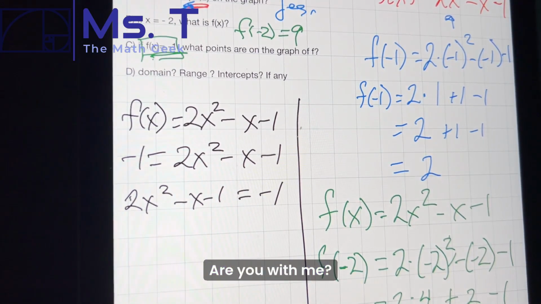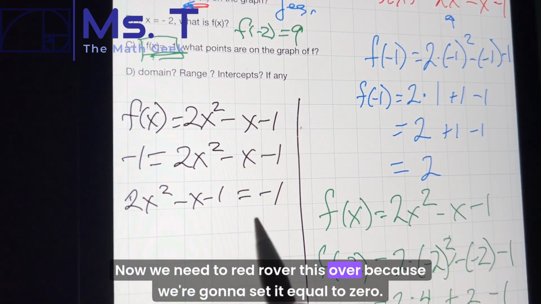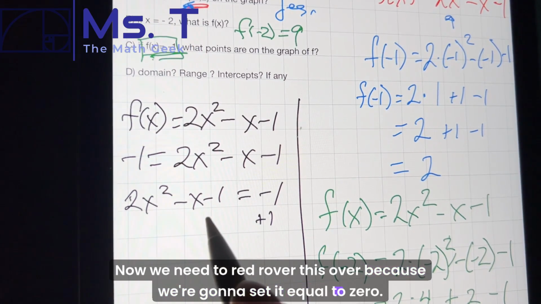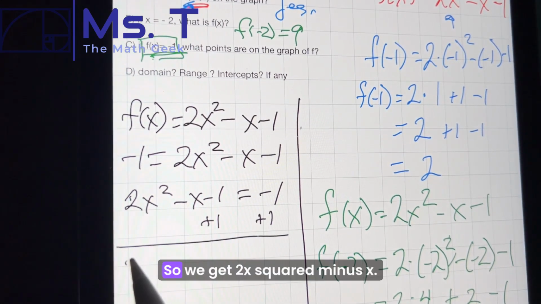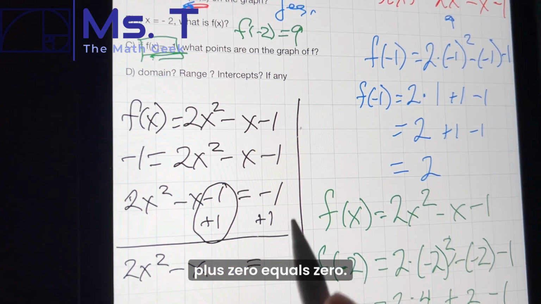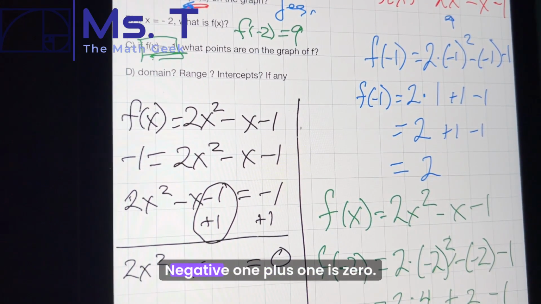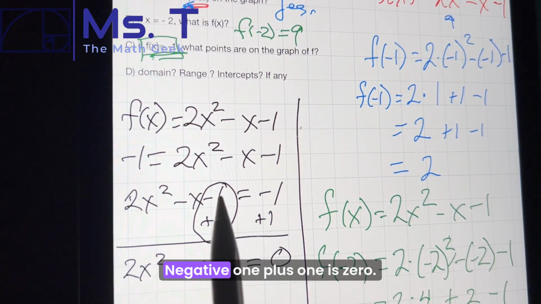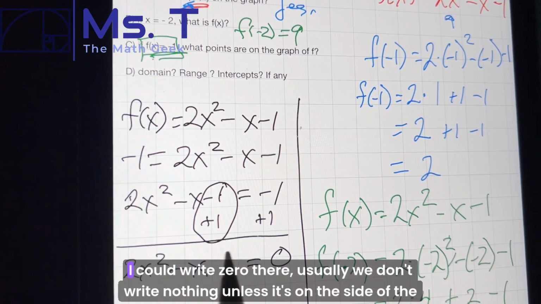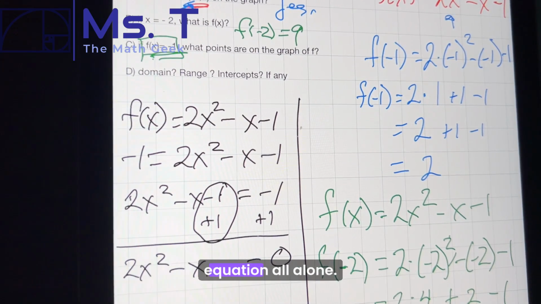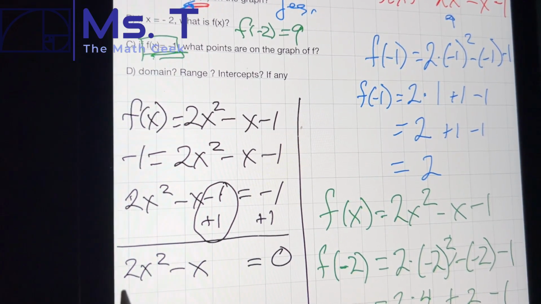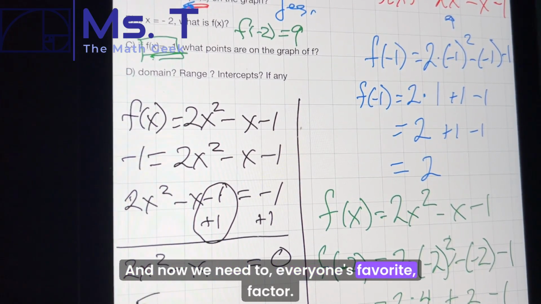Are you with me? Now we need to red rover this over because we're going to set it equal to 0. So we get 2x squared minus x plus 0 equals 0. Do you see how they both went away because they inverted each other? Negative 1 plus 1 is 0. I could write 0 there, but usually we don't write nothing unless it's on the side of the equation all alone.